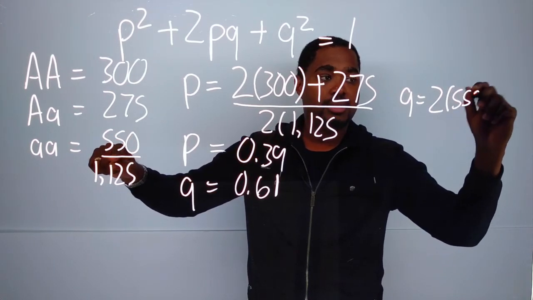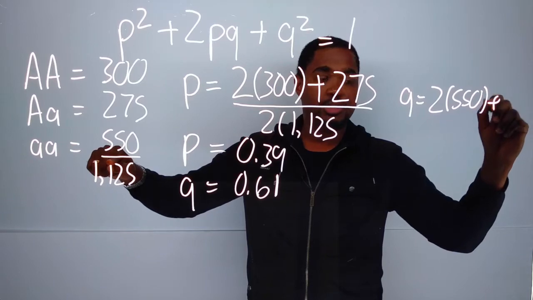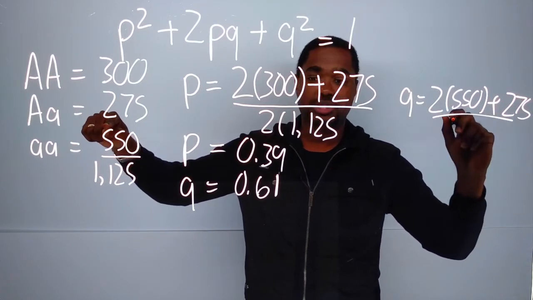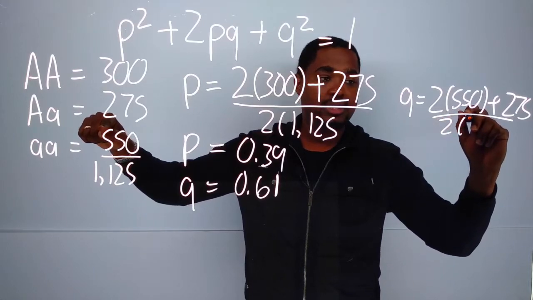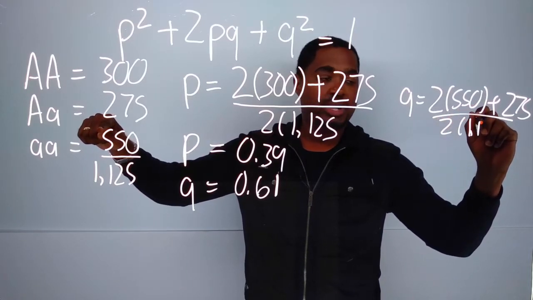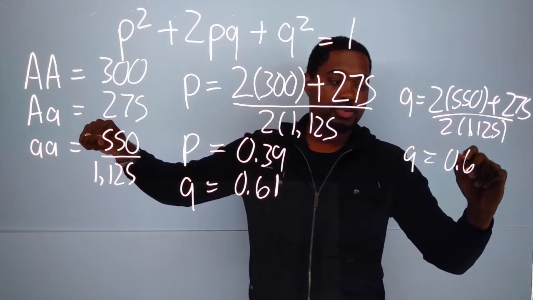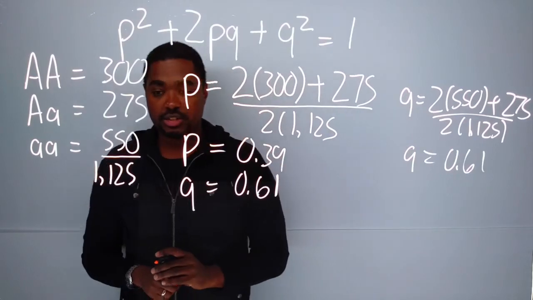You could also do a similar calculation to this one where you do q equals 2 times the number of homozygous recessive individuals plus 1 times the number of heterozygous individuals, divided by 2 times the number of everyone in the population, and you will get the exact same thing, 0.61. If they add up to 1, then you know you've done your work correctly.